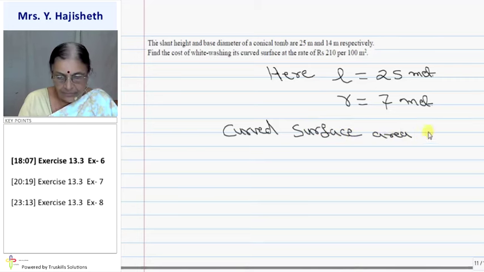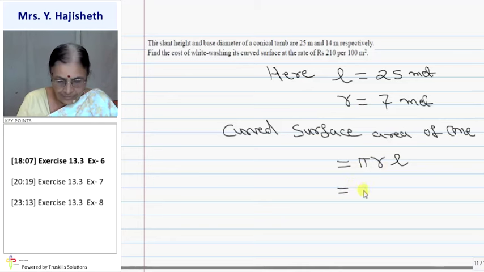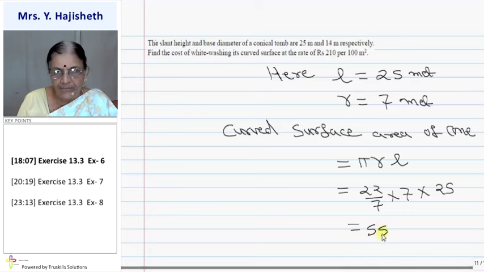Area of a conical tomb is pi r l. Put the value. Pi is 22 by 7 into 7 into 25. So 25 into 22 is 550. 25 fours is 100. So 550 meter square.